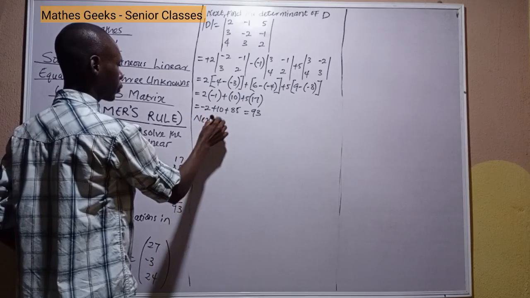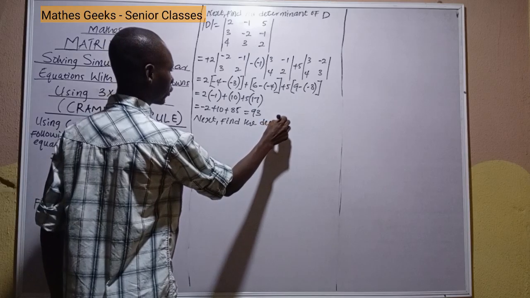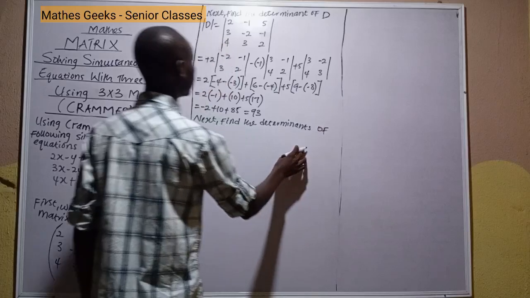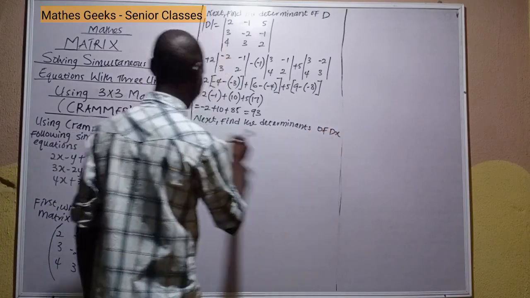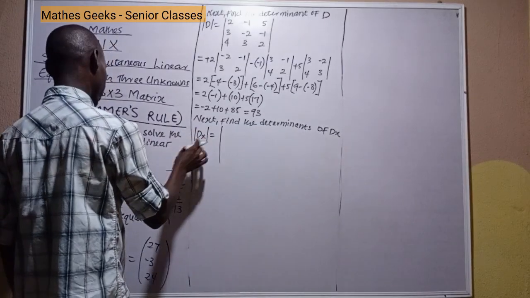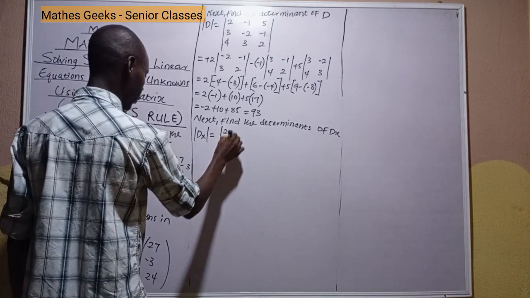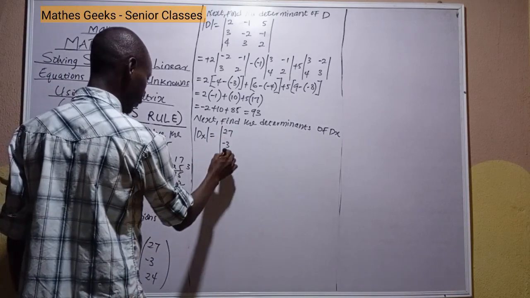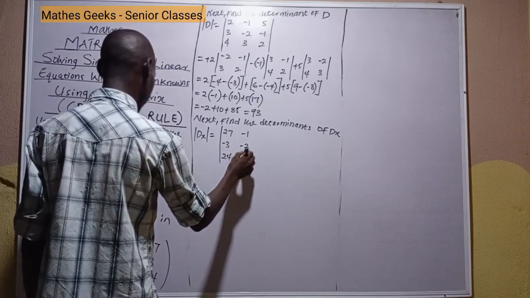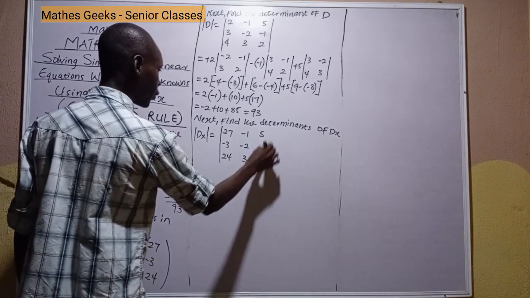Next, find the determinant of dx. The determinant of dx is found by replacing the x column by the column on the right hand side: 27, minus 3, 24, minus 1, minus 2, 3, 5, minus 1, 2.